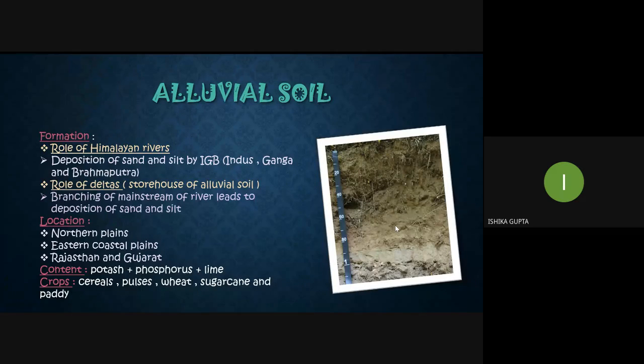And second is deltas. We can say deltas are the storehouse of alluvial soil because when the mainstream of a river divides into branches, they also flow and deposit sand and silt, which further leads to formation of deltas, or you can say alluvial soil. Alluvial soil can be found in northern plains, eastern coastal plains, Rajasthan and Gujarat. It contains potash, phosphorus, lime, and generally cereals, pulses, wheat, sugarcane, and paddy are grown in it.